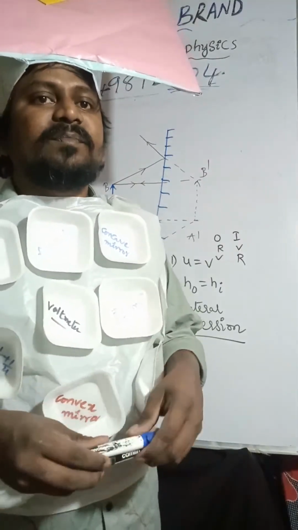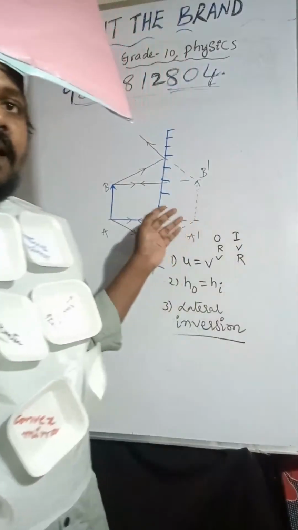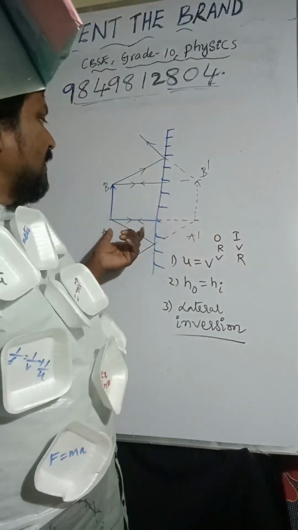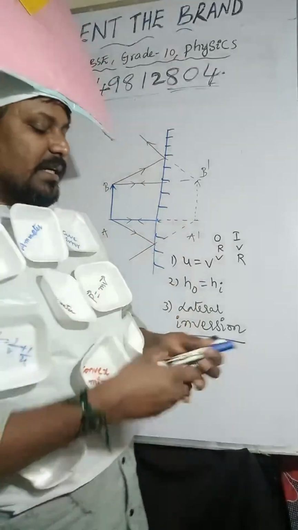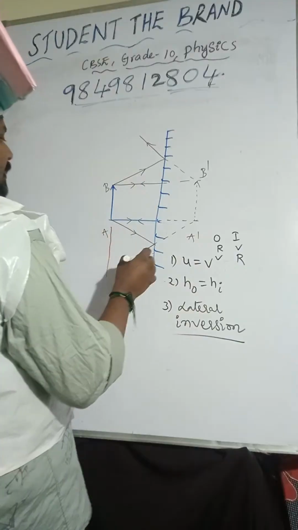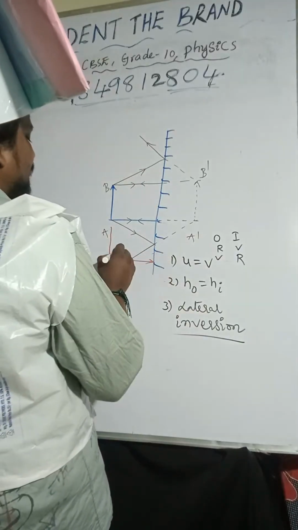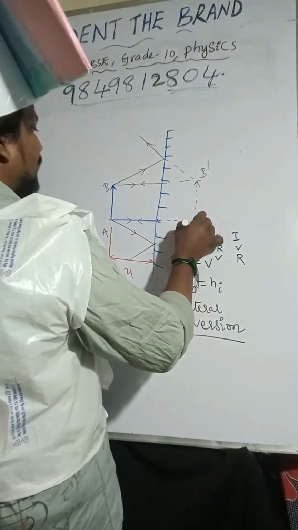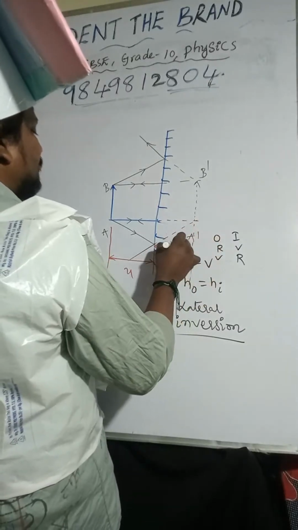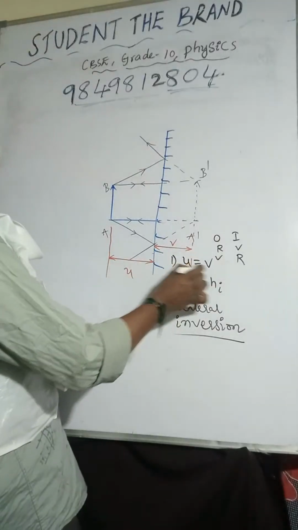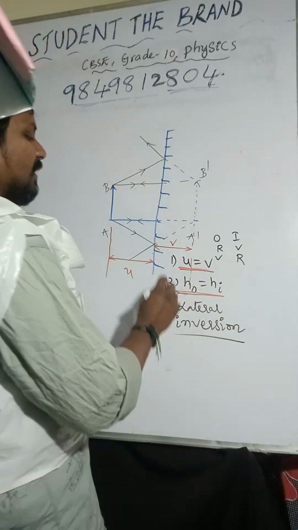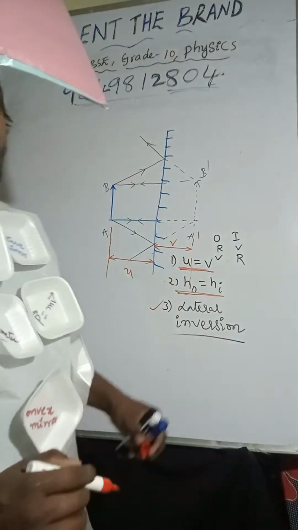Once again, the object is real, the image is virtual. The object is virtual, the image is real. The distance from the object to the mirror is the object distance. The distance from the mirror to the image, this is the mirror image, is the image distance. Object distance is equal to image distance. Height of the object is equal to height of the image, and it also shows lateral inversion.